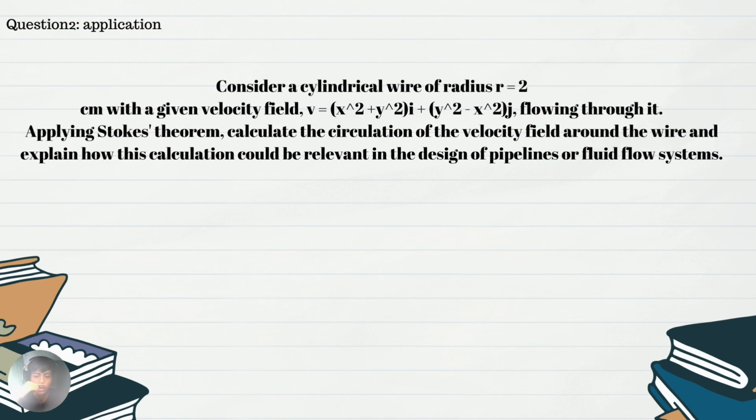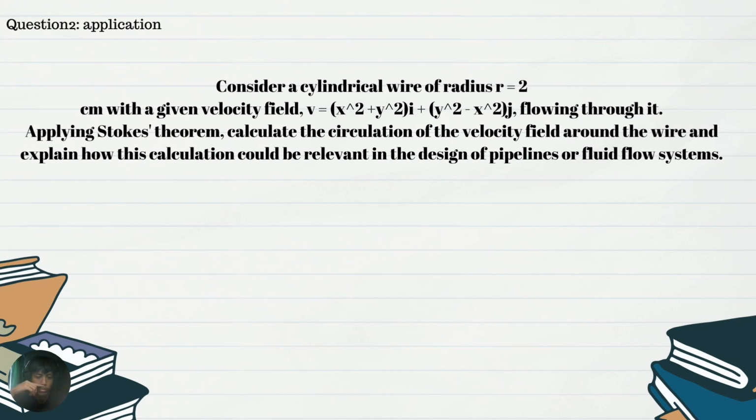The next question is about the application of Stokes' theorem in life. Considering a cylindrical wire of radius equal to 2 and with a given velocity field v equal to (x squared plus y squared) i plus (y squared minus x squared) j flowing through it. Applying Stokes' theorem, calculate the circulation of the velocity field around the wire and explain how this calculation could be relevant in the design of pipelines or fluid flow systems. The calculation will be made by Amar, and I will explain how this calculation could be relevant in the design of pipelines or fluid flow systems.